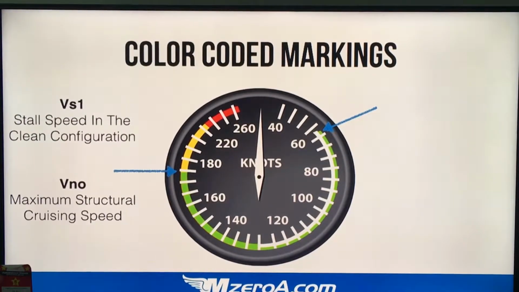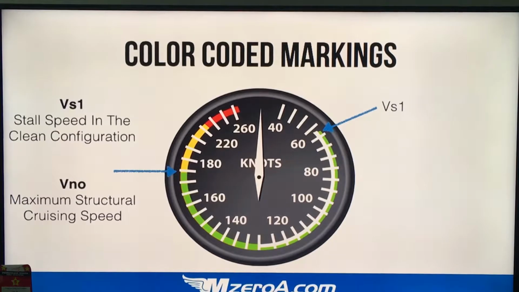It tells us VS1, or sometimes referred to as VSI, one and the same. You'll hear it used both ways. It's technically called VS1, but you will hear it called VSI as a slang type term. That is our stall speed in the clean configuration. That's the end of our green arc, or the beginning, depending on how you're looking at it. You can see it there. The slower limit is VS1.